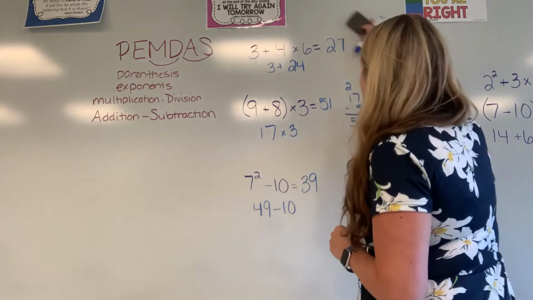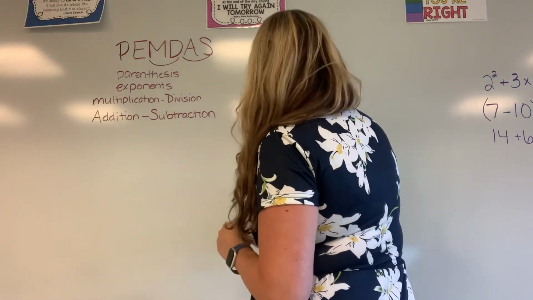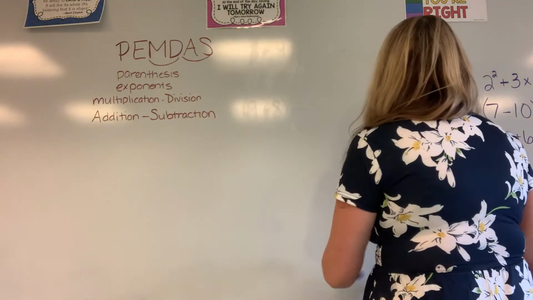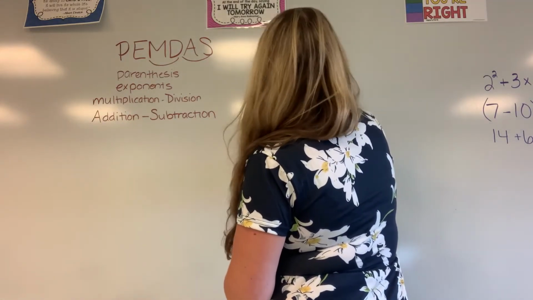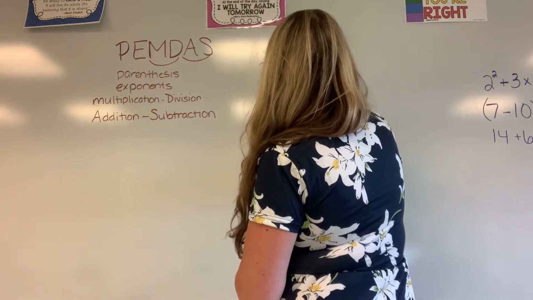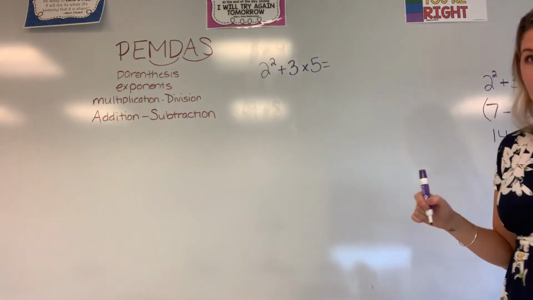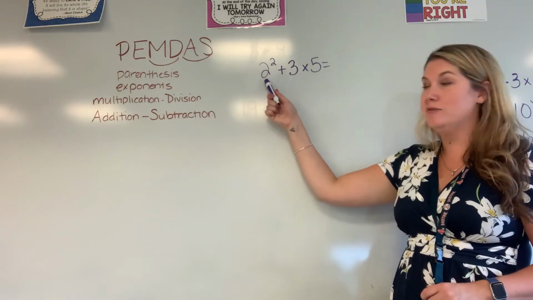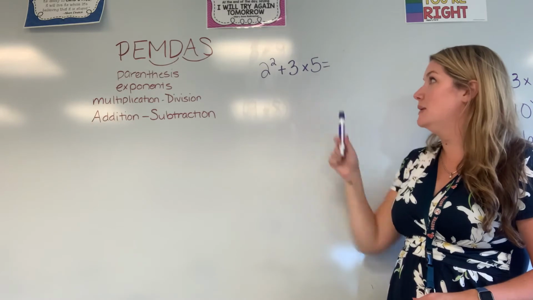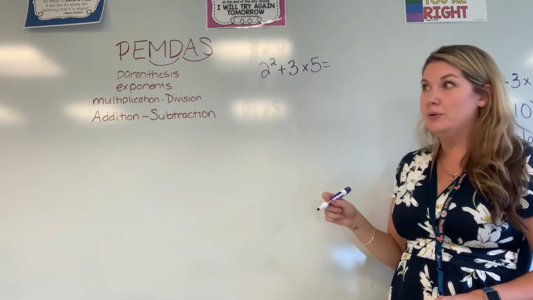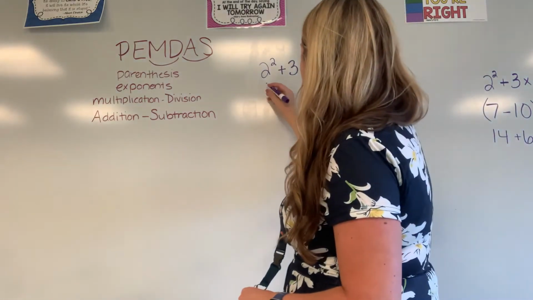We're going to do a few more. I have 2 squared plus 3 times 5. Now I have 3 different things happening in this problem. I have 2 being raised to the second power, that is an exponent. I have addition and I have multiplication. If I go through the order of operations, I have to do my exponent first. So 2 squared is 4.